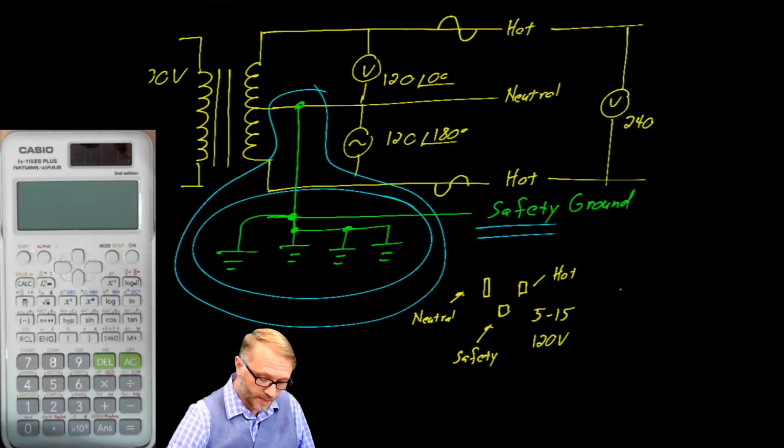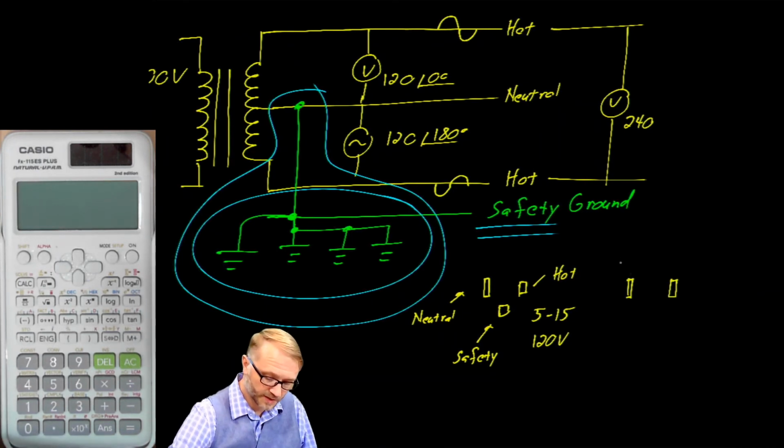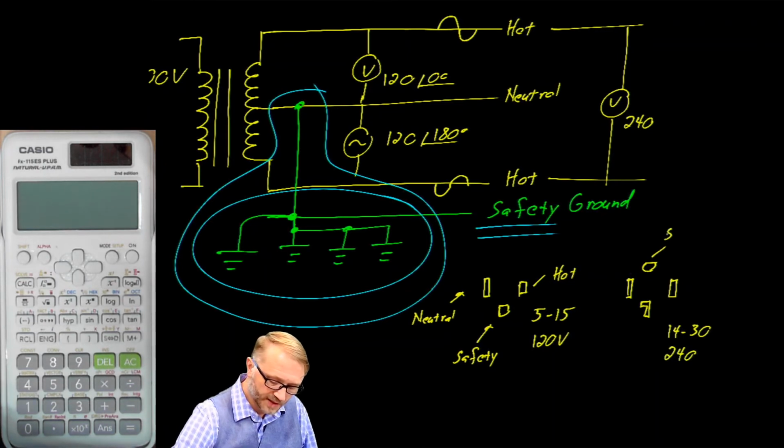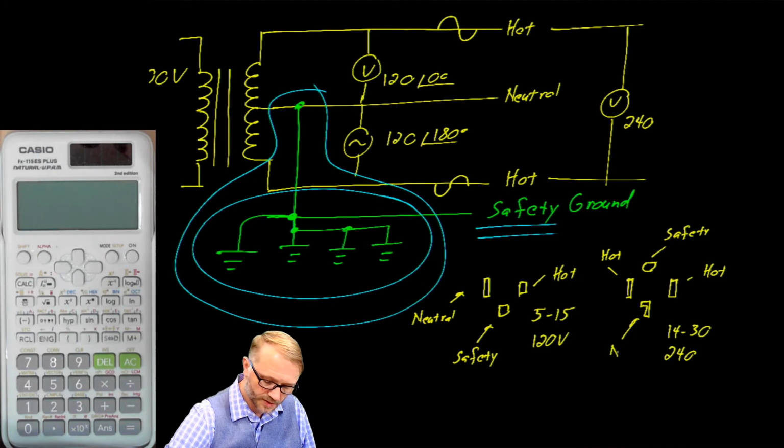Your dryer may have a plug that looks like this, slightly larger lugs. This is a type 14-30, and it provides 240 volts. Safety ground. This is one of the hot connections, and this is the other hot connection. And finally, this is the neutral.